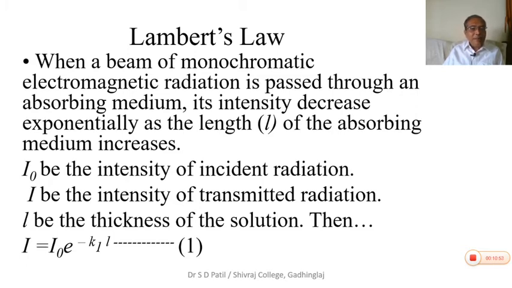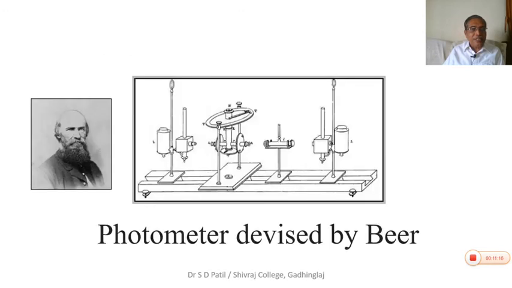So mathematically this can be represented. If I0 is the intensity of incident radiation, I is the intensity of transmitted radiation, L is the thickness of the solution, then we can write a relation: I = I0 e^(-K1 L). L is the length, K1 is the constant. Okay, this is the first relation.